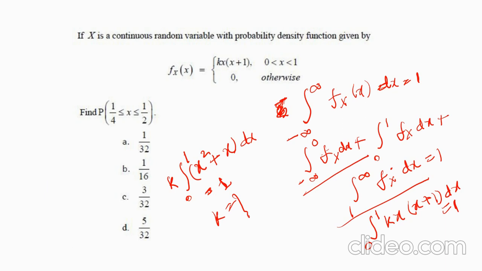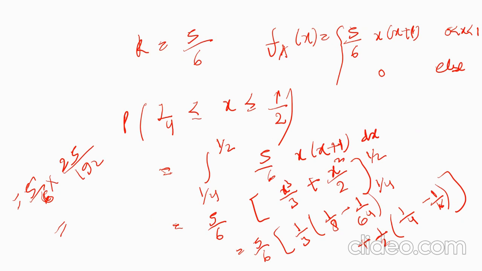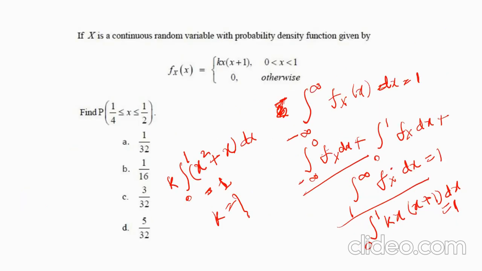Was that 5 by 6 or 6 by 5? K value. So K will be what? It's K times 5 by 6. So K will be 6 by 5, right?